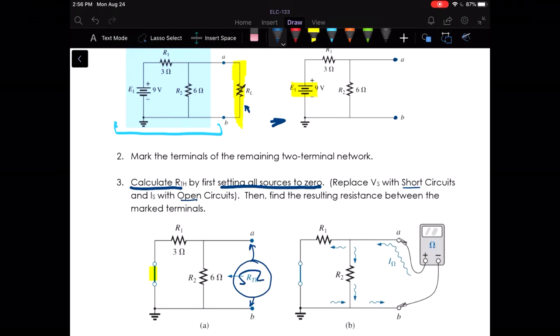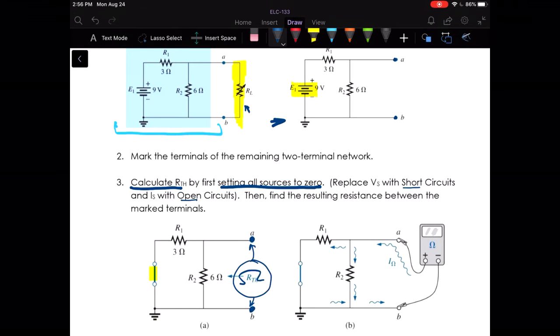Now it's really important to keep in mind that we have to measure that resistance at those terminals because that makes a difference in what our Thevenin resistance is. If for some reason we put that ohmmeter here, we would get a completely different resistance. So you have to be very careful that you know where you're putting your ohmmeter.